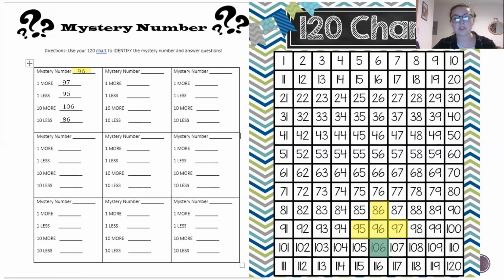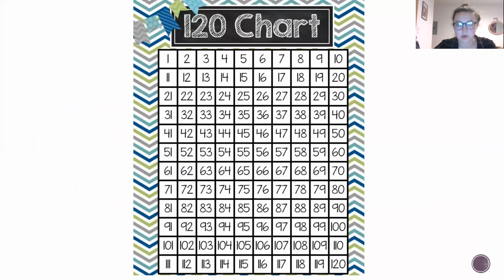All right, so for these next clues, I have 9 more clues, one for every space on your Mystery Number recording sheet, and you can do this in 2 ways. The first way is to listen to the clues and record the numbers on the recording sheet, or you can pause after every clue, answer all the questions, and then unpause the video to move to the next clue. It's up to you. I'm going to have a 120 chart up on the screen as I read these clues, and you fill out your game sheet. All right, the first clue is: find the number that has 4 tens and 6 ones.